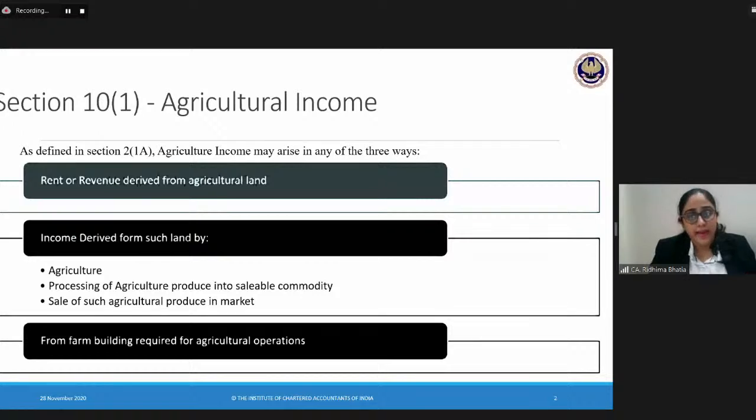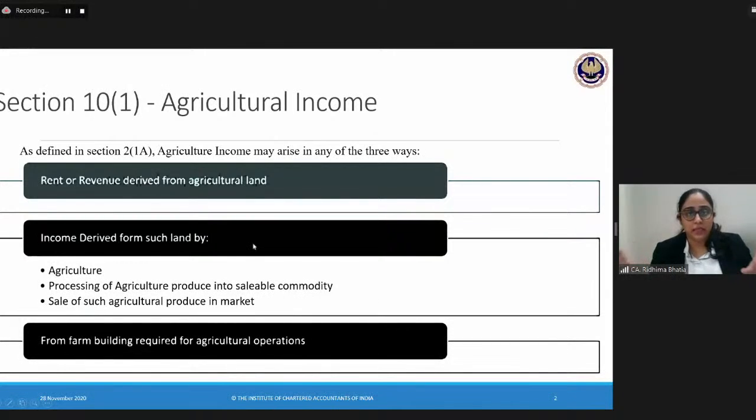What are these? Rent or revenue derived from agricultural land. Now you will ask, ma'am, what is rent? What is revenue? What is agricultural land we're talking about? We'll do that. Then it says income derived from such land, as in agricultural land, by agriculture, processing of agriculture produce into saleable commodity, or sale of such agricultural produce in the market. And the third part says agricultural income also includes income from farm building required for agricultural operations.